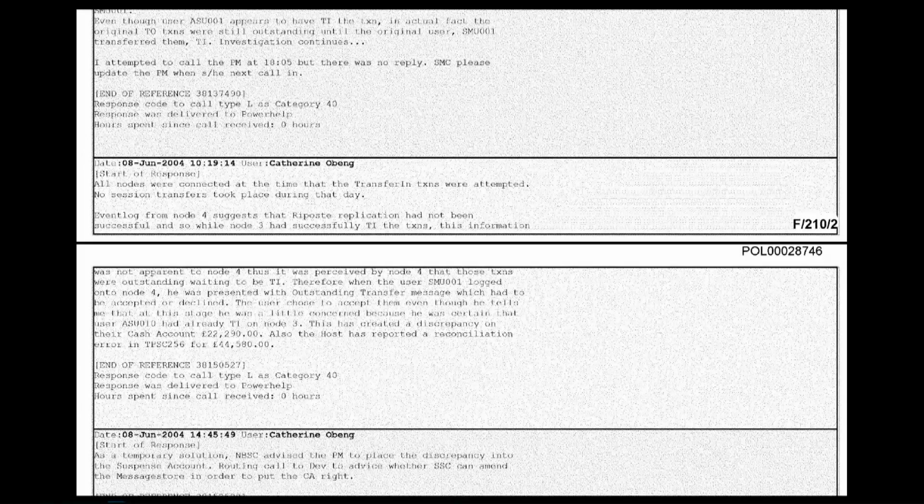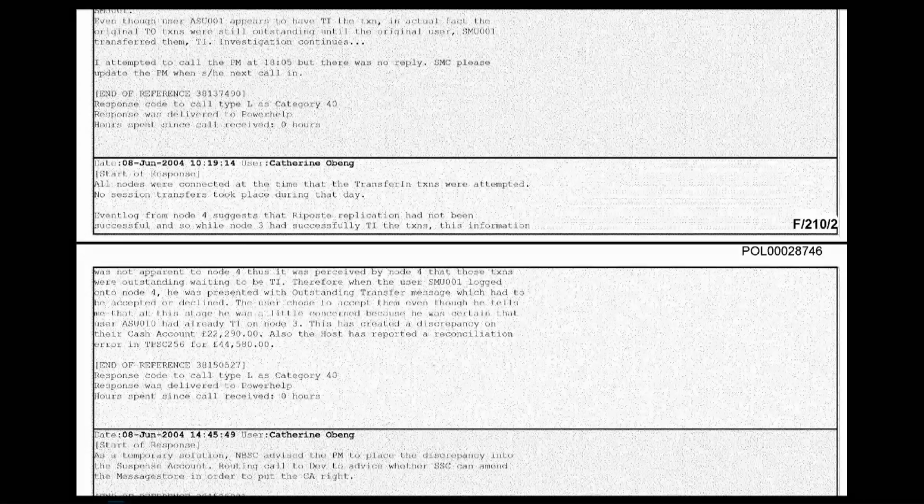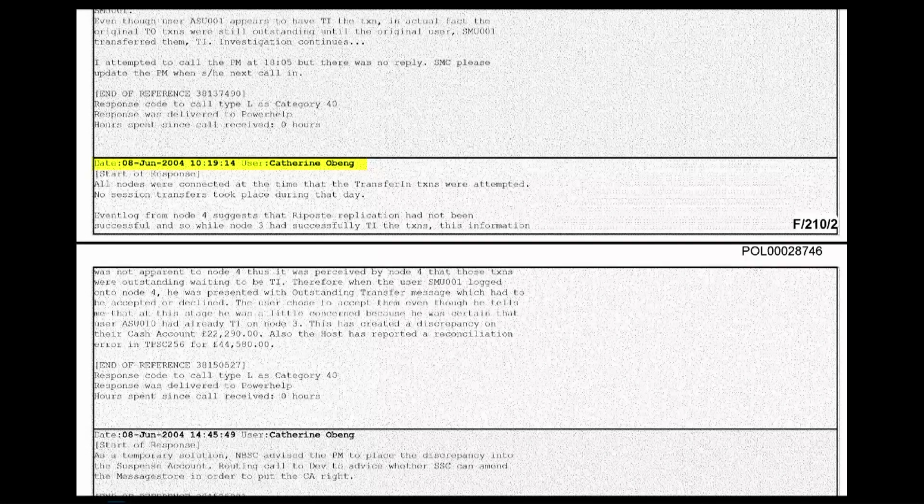Yes, 10-19-14 on the 8th of June, passed to, I think, your colleague, Catherine Obeng, yes? Mm-hmm. All nodes were connected at the time that the transfer in transactions were attempted. No session transfers took place that day.